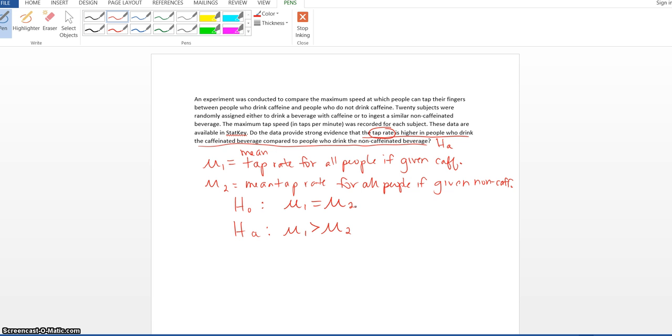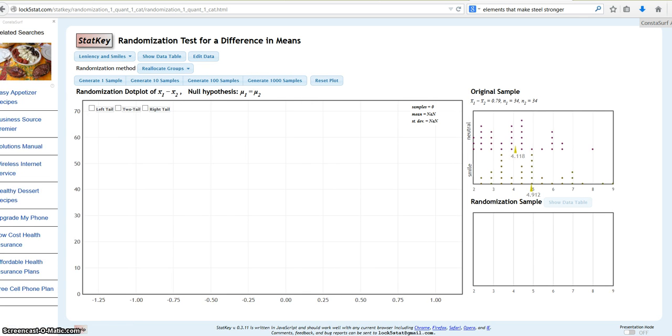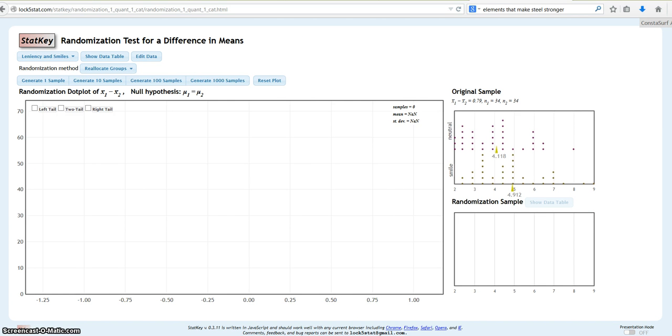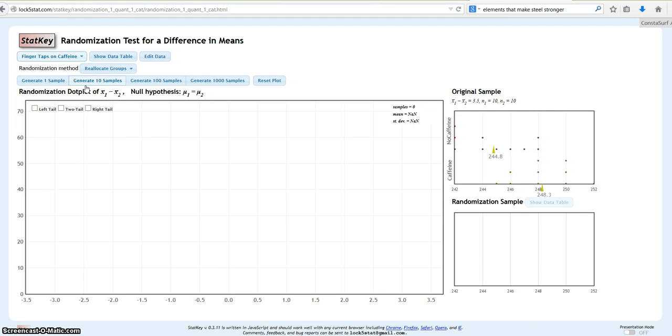We need to choose a significance level for our test. Let's use a significance level of alpha equals 0.05, 5%. And now we're going to go to StatKey to take a look at the data. Okay, so in StatKey, we need to do a randomization hypothesis test, so we're working in this area. We're looking for a difference in means, so we're going to click on that. And here we are. Now the data that is loaded in here right now is leniency and smiles. We need to go and find the finger taps on caffeine. There we go.